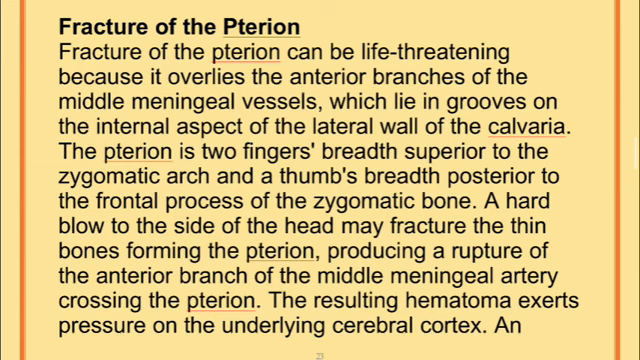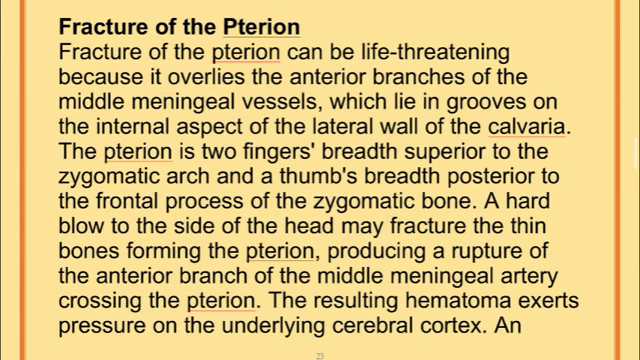Fracture of the Pterion, how is it like? Fracture of the Pterion could be life-threatening because the Pterion overlies the anterior branches of the middle meningeal vessels, artery and vein. And these vessels lie in grooves on the internal aspect of the lateral wall of the Calvaria. Don't forget that the Pterion is 3 to 4 cm superior to the zygomatic arch, and it also lies posterior to the frontal process of the zygomatic bone.